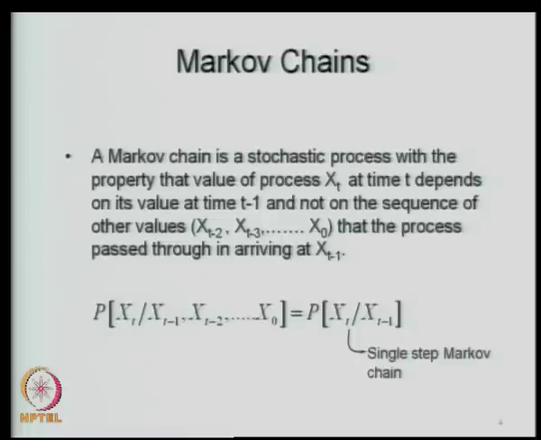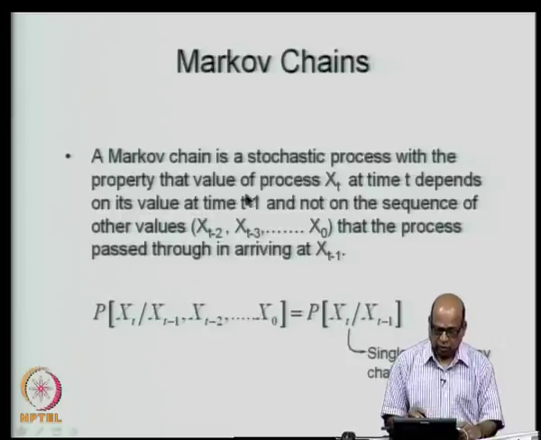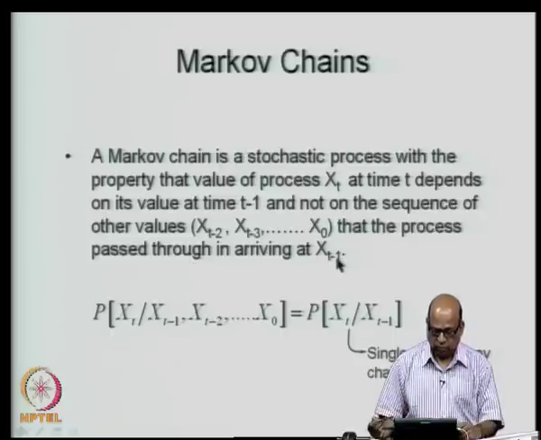What do we mean by Markov chains? In fact, in one of our earlier lectures I had introduced a model based on the Markov processes. Now, we will go to the more general Markov chain application. We formally define the Markov chain as follows. A Markov chain is a stochastic process with the property that the value of the process x t at time t depends on its value at time t minus 1 and not on the sequence of other values x t minus 2, x t minus 3 etcetera, x 0 that the process passed through in arriving at x t minus 1.